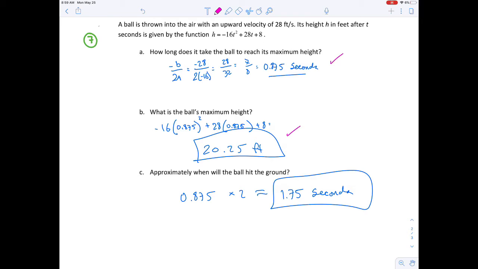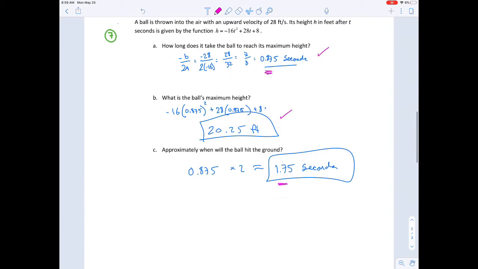And then approximately when will the ball hit the ground? Well, if it took just less than a second to get to its maximum height, it should take a little less than a second to get back down from maximum height. So 1.75 is a pretty good guess.